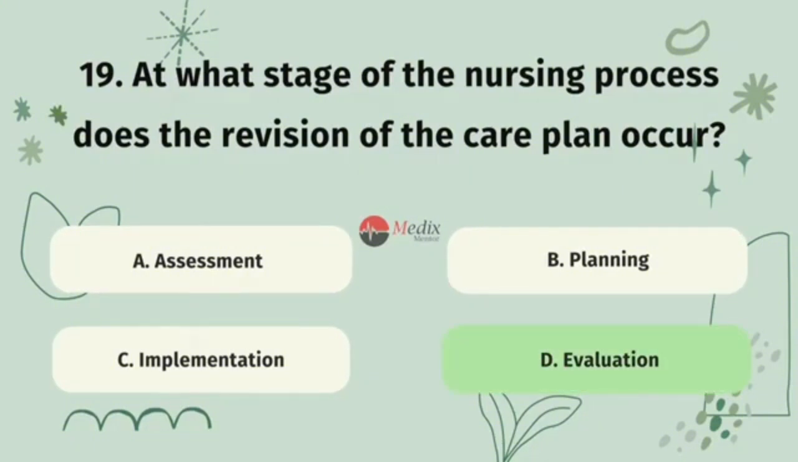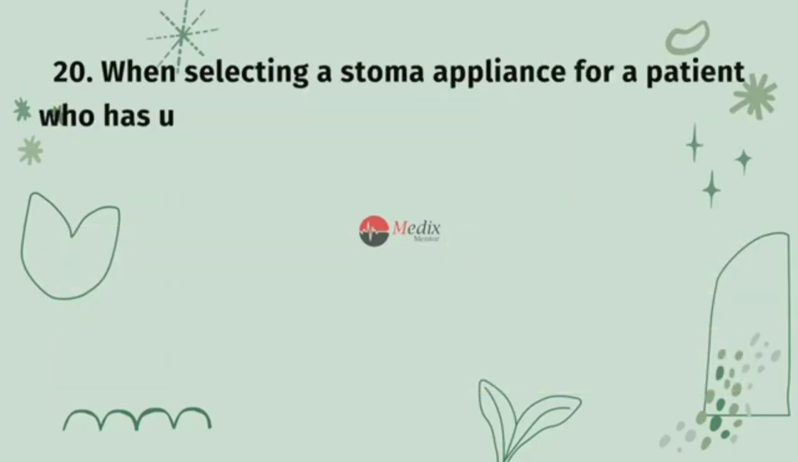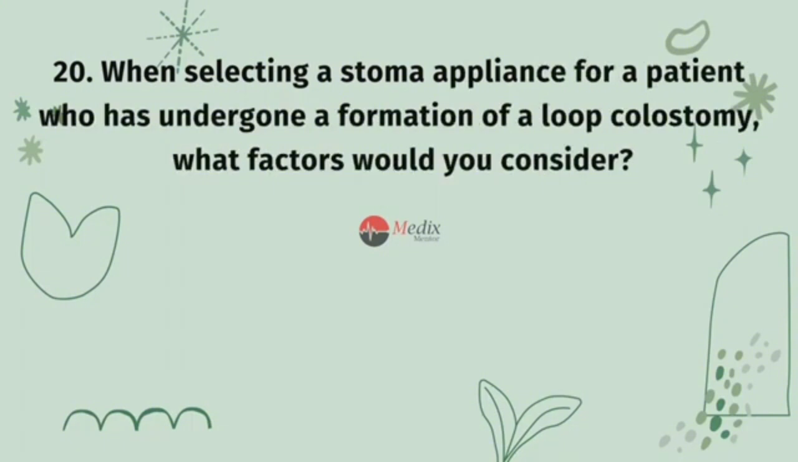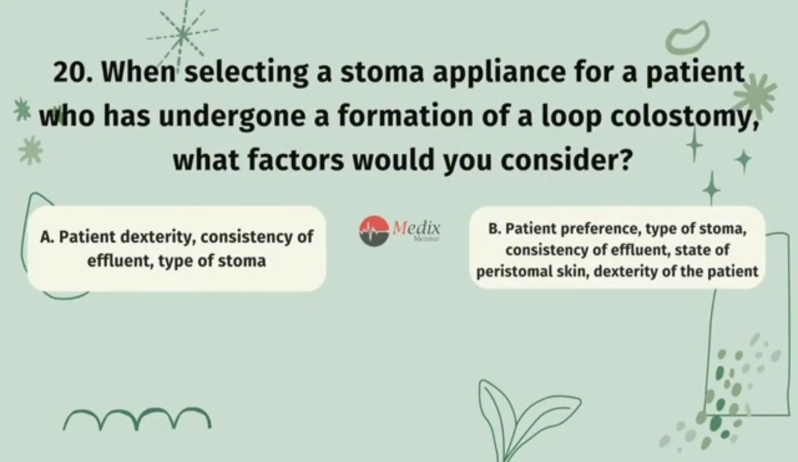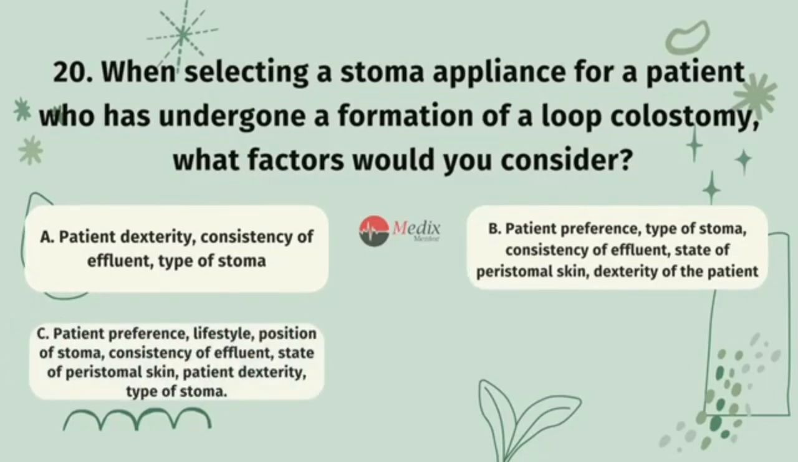The correct answer is D. Question 20. When selecting a stoma appliance for a patient who has undergone a formation of a loop colostomy, what factors would you consider? Option A, patient dexterity, consistency of effluent, type of stoma. Option B, patient preference, type of stoma, consistency of effluent, state of peristomal skin, dexterity of the patient. Option C, patient preference, lifestyle, position of stoma, consistency of effluent, state of peristomal skin, patient dexterity, type of stoma.